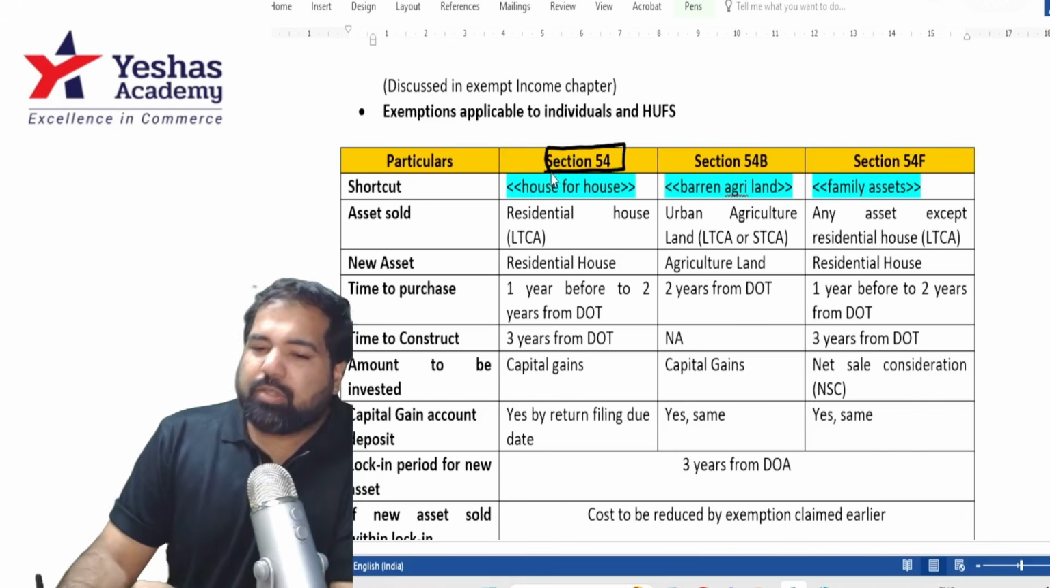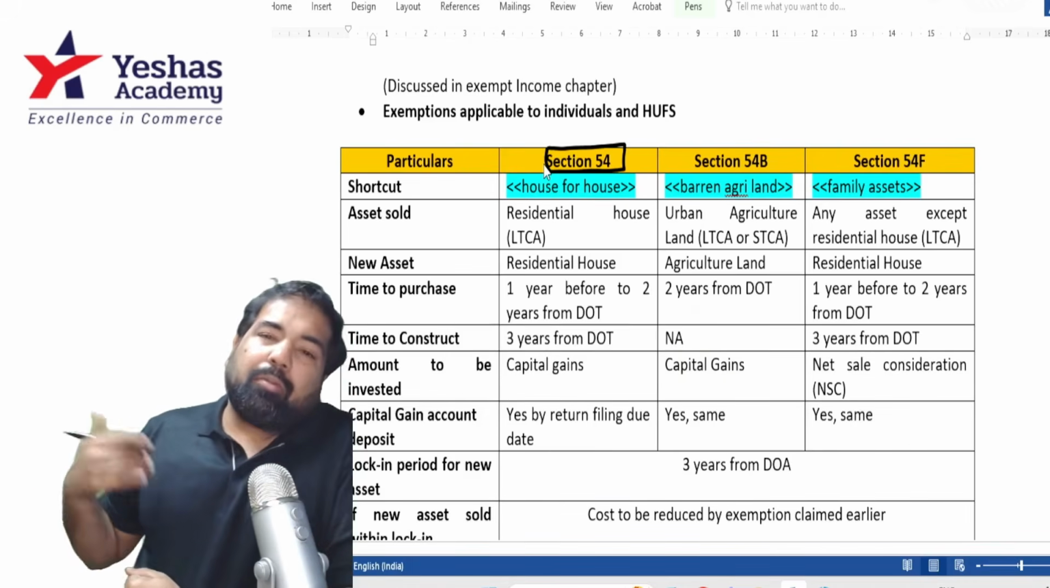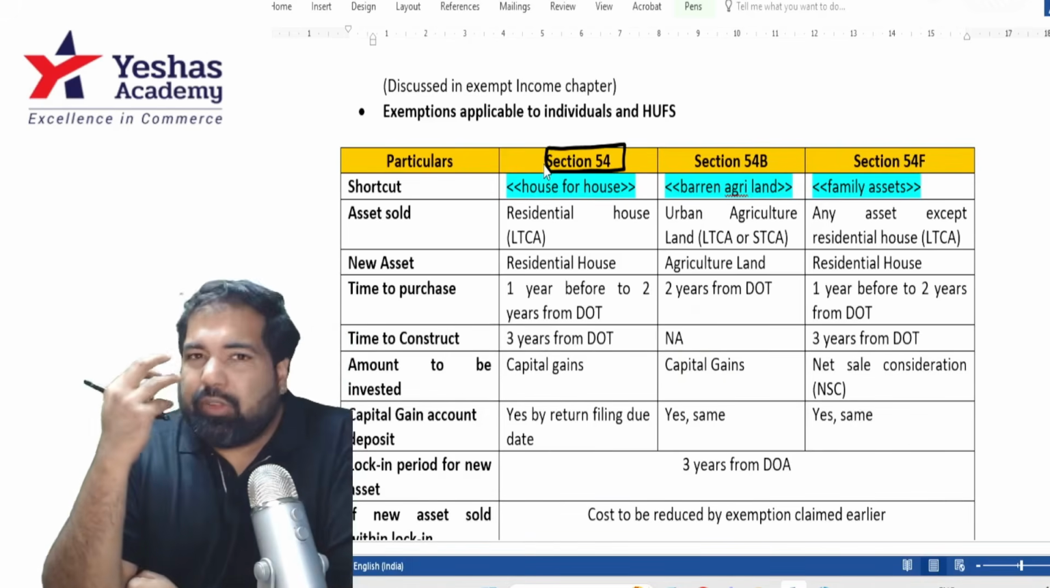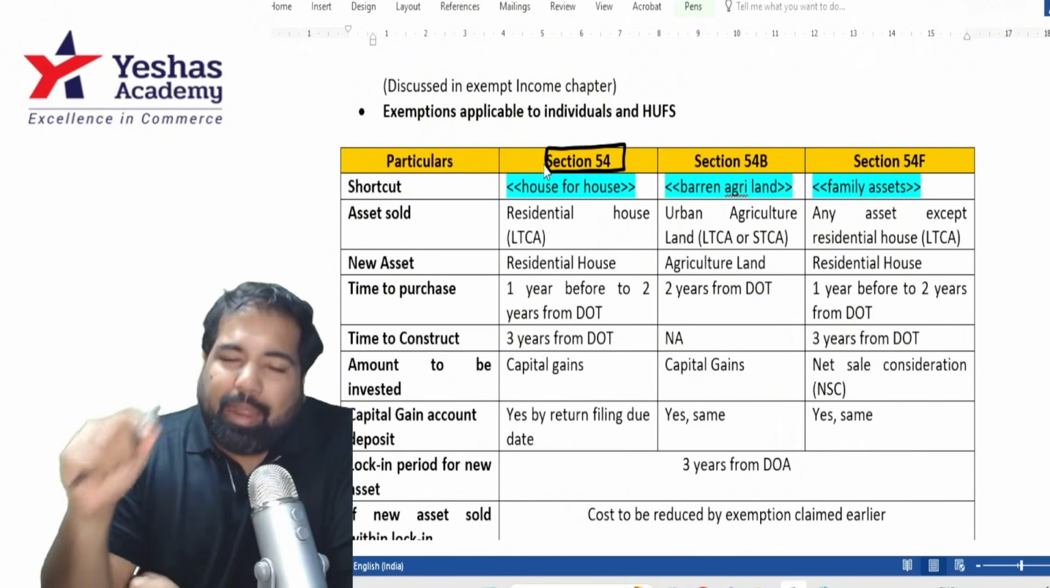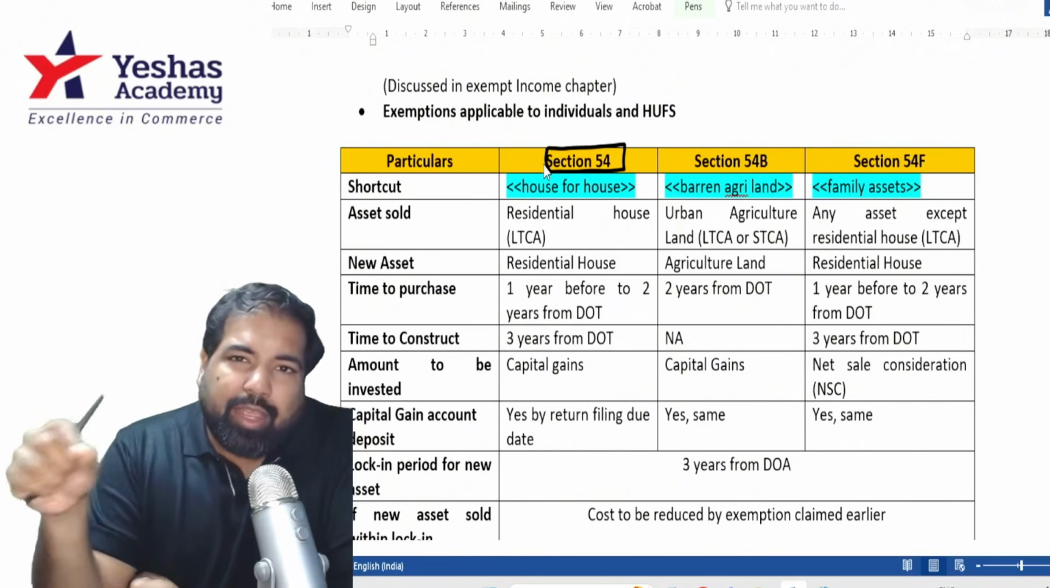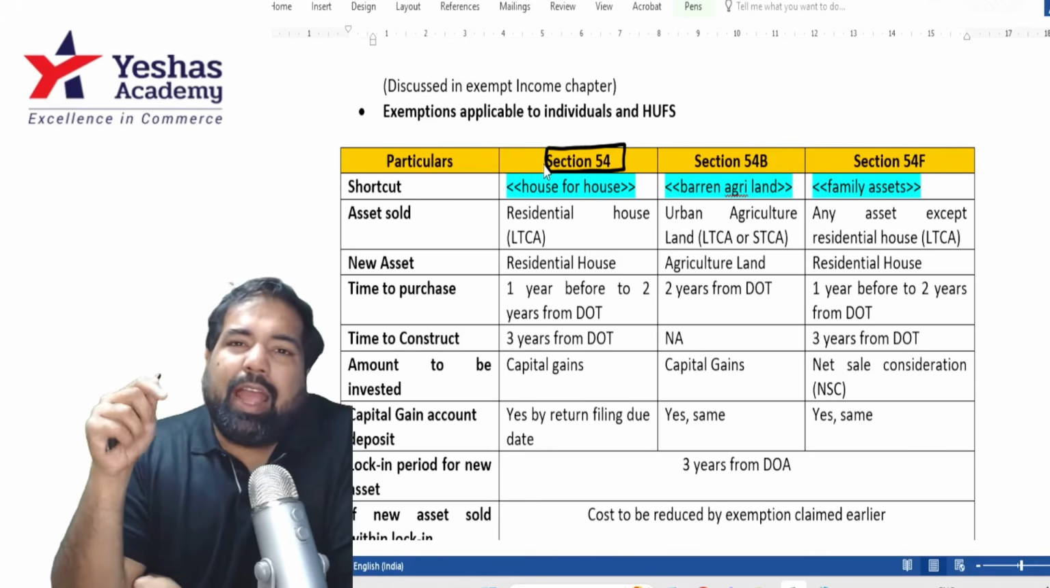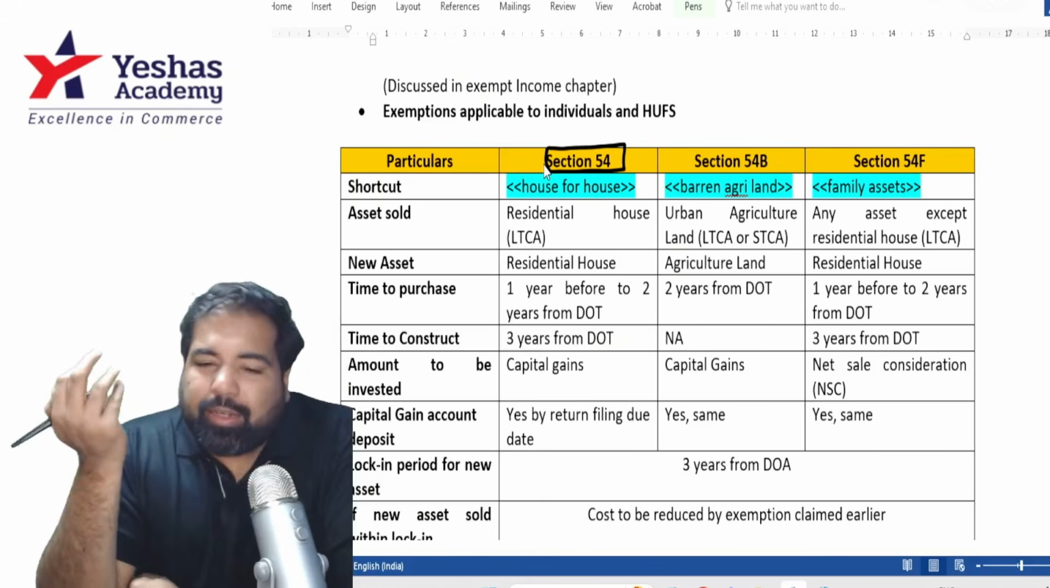In section 54, you're selling one house which is a long-term capital asset, and you're buying another house within 2 years or constructing within 3 years, you have to keep the money in a capital gain account by the return filing due date, that is July, October, November, and you have to invest the capital gain so that you get this benefit.